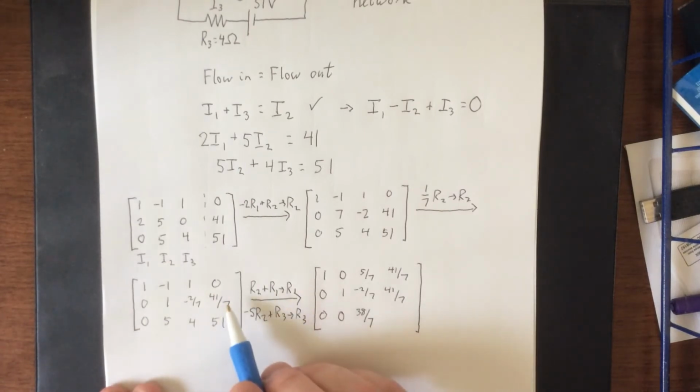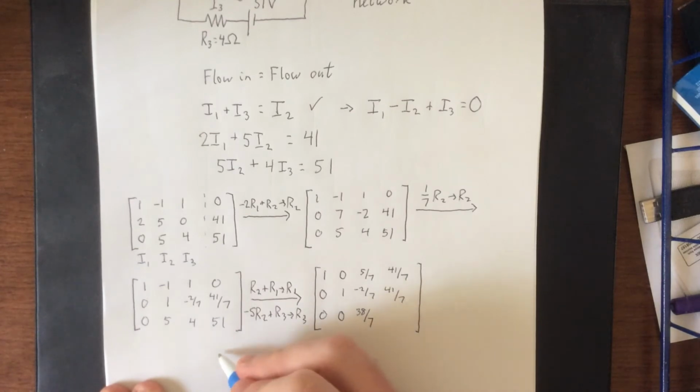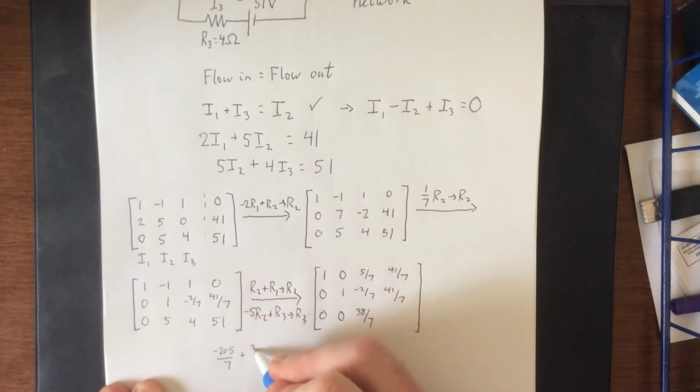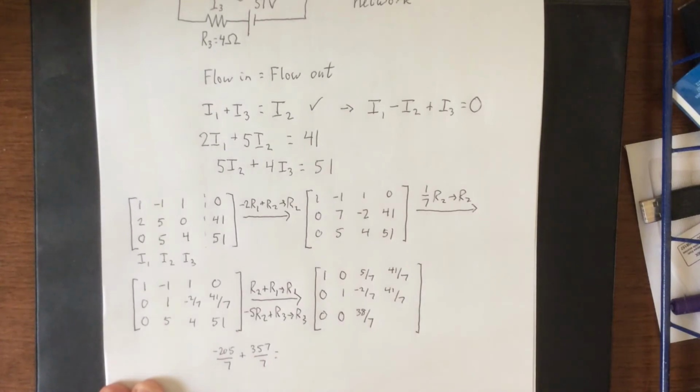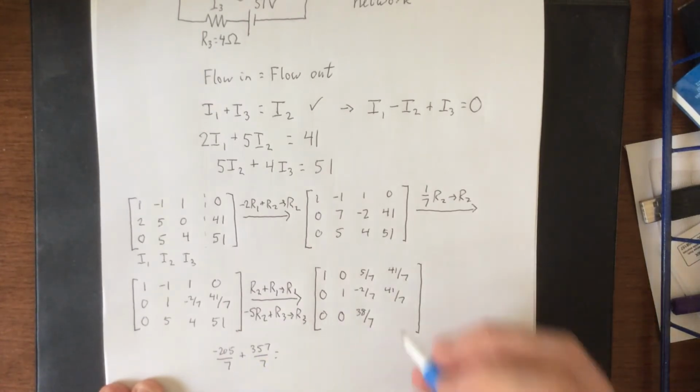Then we'll take -5 times 41/7, that'd be -205/7. Add that to 51, but we'll get a common denominator for it and call that 357/7. And then we'll just go ahead and add those two things together. That'll be 152/7.